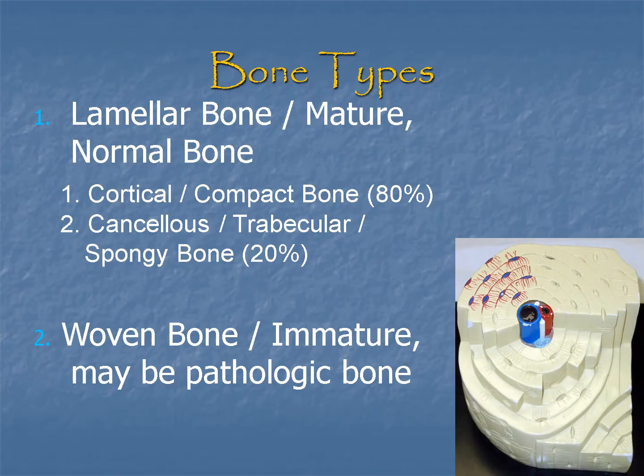Okay, so we go to bone types. There are two kinds of bone: lamellar or woven bone. And forget about the woven bone because it's just pathologic bone. But when we talk about normal bone, you have your compact or more commonly referred to as cortical bone, and then you have your cancellous bone. So if you want to sound archaic, you mention compact or trabecular. If you want to sound modern, it's cortical and cancellous.